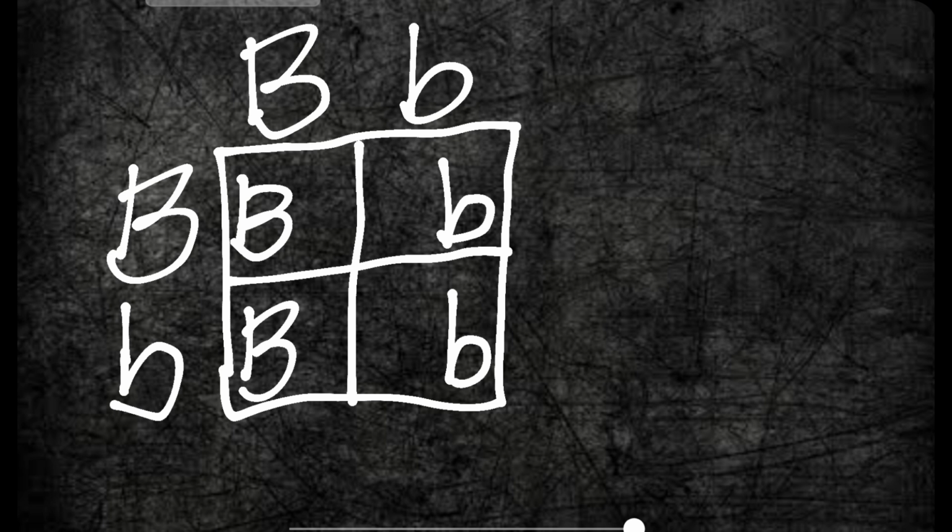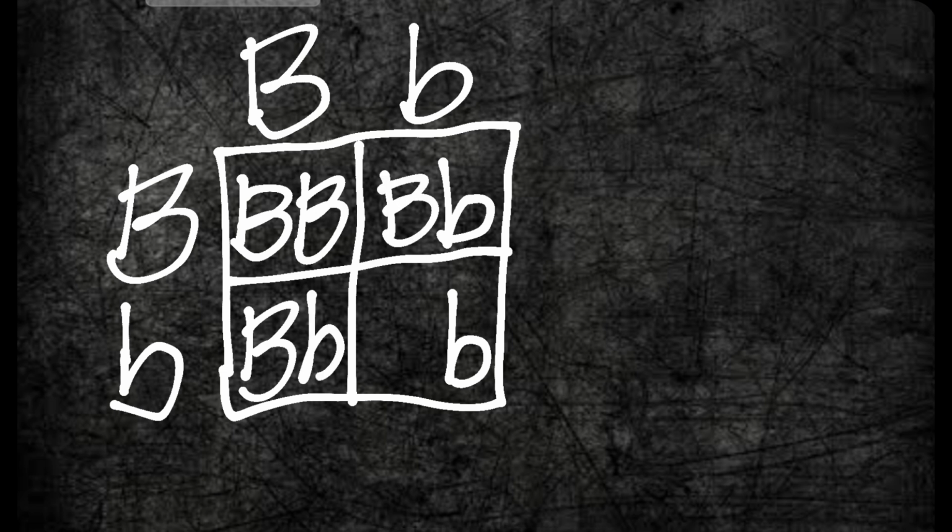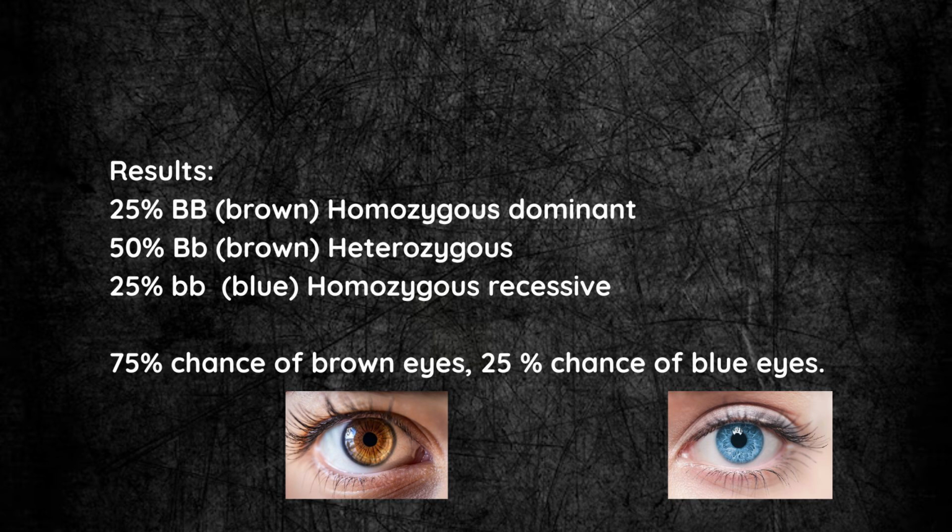Let's go naman kay parent 2. The big B goes here. And the small b goes here. As you can see sa result, 25% is homozygous dominant, which is big B and big B. 50% of it is heterozygous, which is big B and small b. Lastly, 25% of it is homozygous recessive, which is small b and small b.